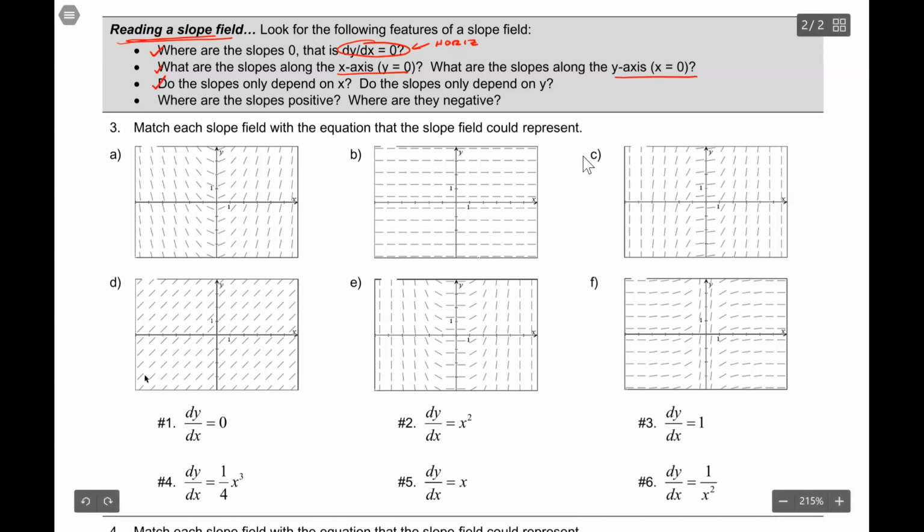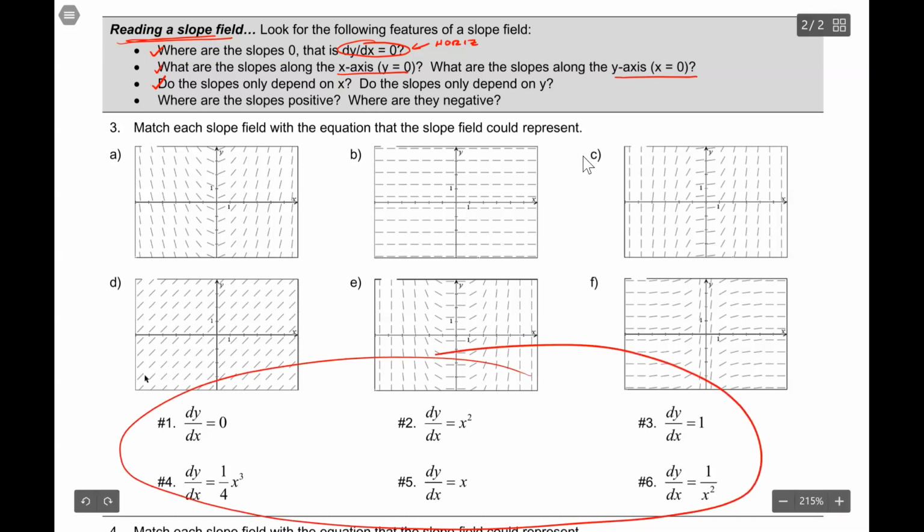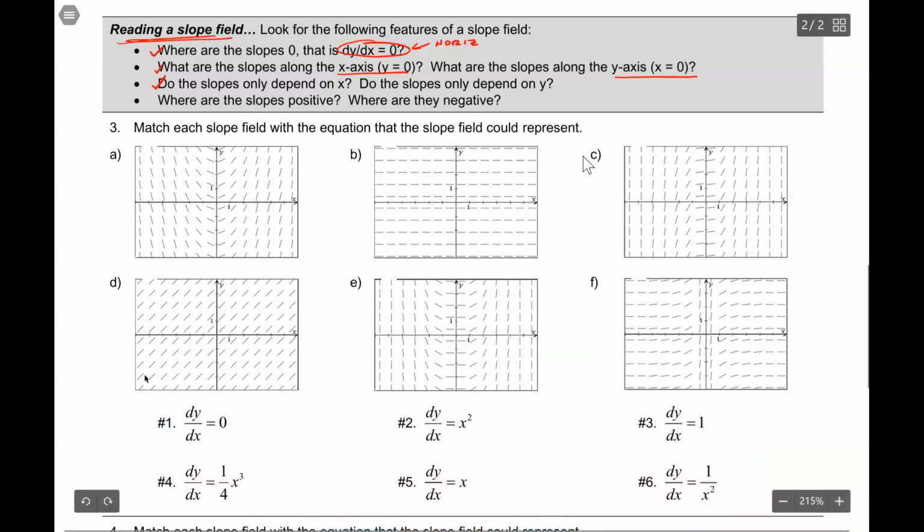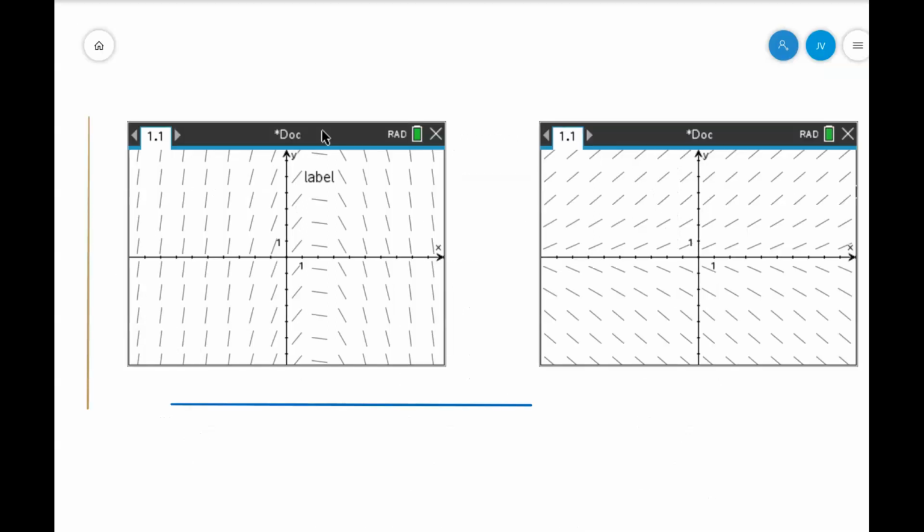Next, do the slopes only depend on x, or do the slopes only depend on y? And as I look at the examples I gave you here, take a look down here. You'll notice that those differential equations are all either constants or have only an x in them. So I'm going to show you an additional thing here of what I mean about, do the slopes only depend on x or only on y? So I'm going to switch to a different view here.